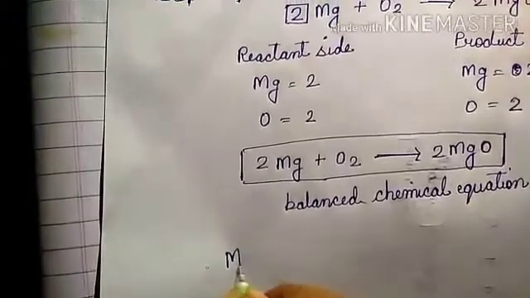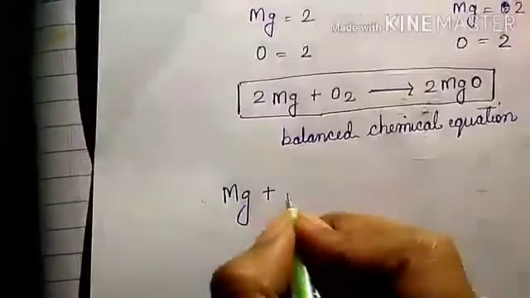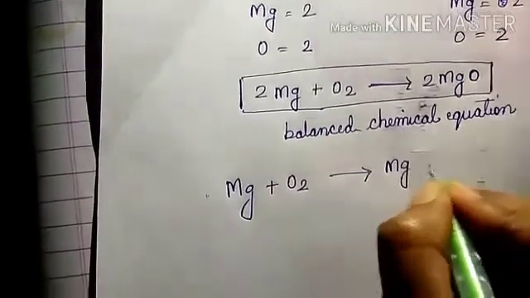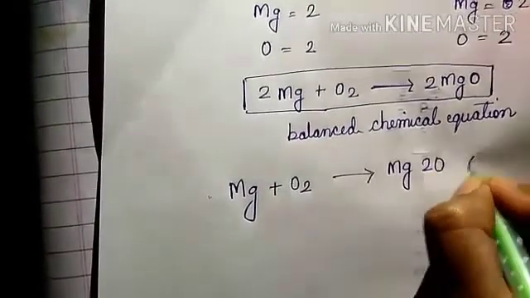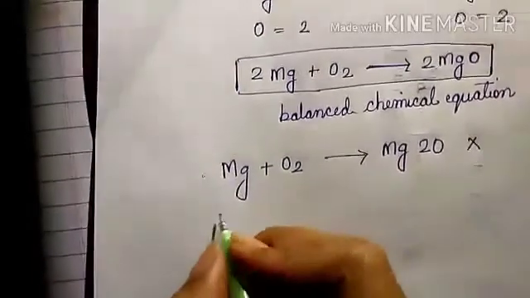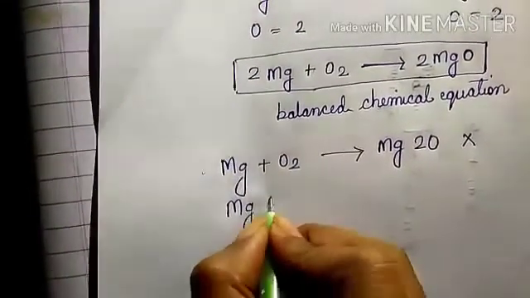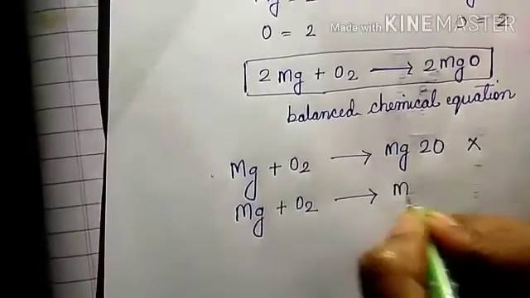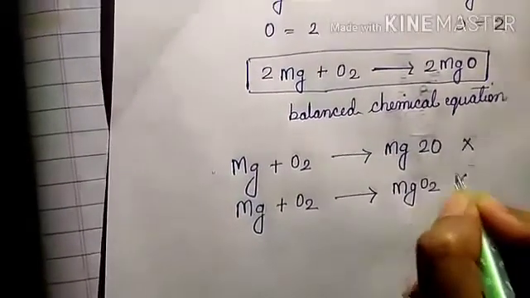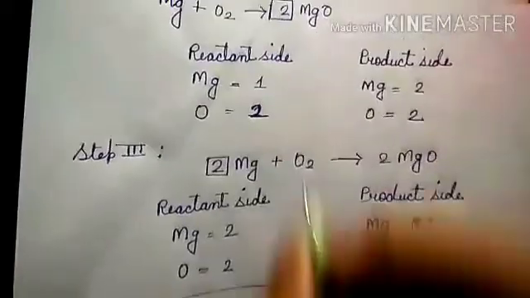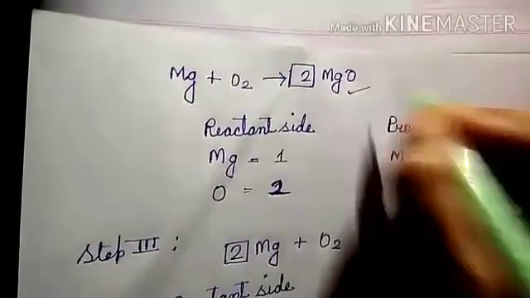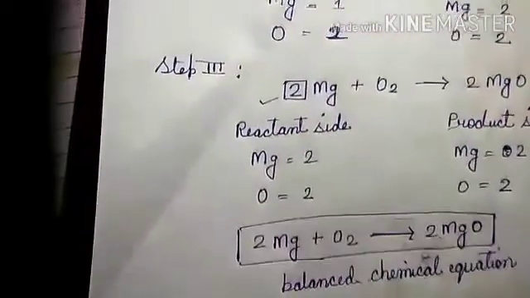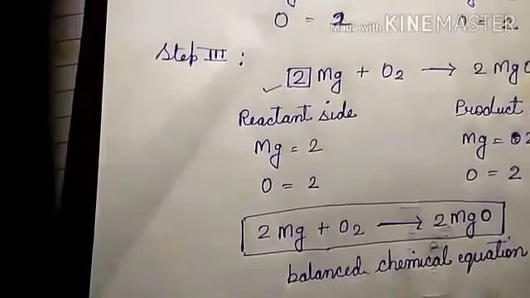For example, in the given equation, Mg plus O2 yields MgO. This equation cannot be balanced in the following way. If we write Mg plus O2 and multiply 2 in between MgO, this will be wrong. Or if we write Mg and O and add a subscript 2, this is also wrong. For multiplying you will write the coefficient in front, this way and this way, which we have done in step 2 and step 3.